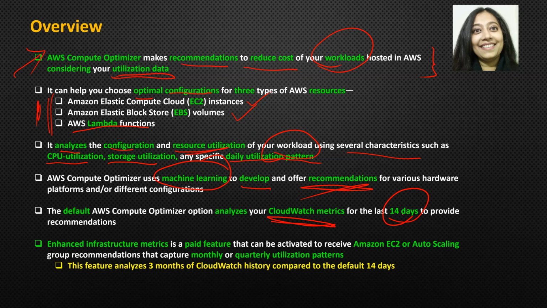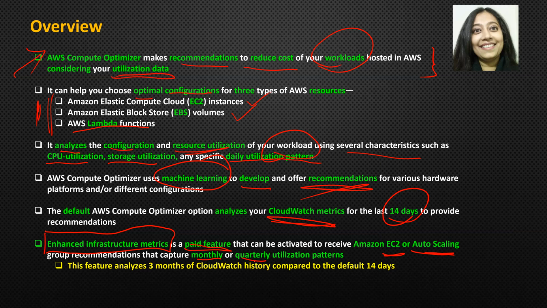But let's say you wanted a little more detailed option, especially when it comes to EC2s and auto scaling groups. In that case, you will have to go for a paid feature. And that paid feature is called Enhanced Infrastructure Metrics Mode. Basically, if you go for EIM, as I call it, or Enhanced Infrastructure Metrics Mode, and enable this paid feature, then once it is activated, it will provide recommendations by utilizing data that is captured on a monthly and quarterly basis.